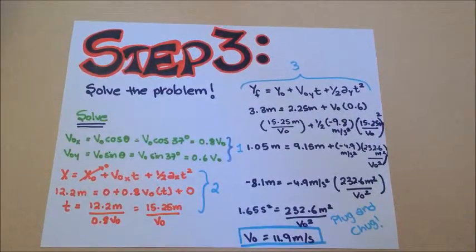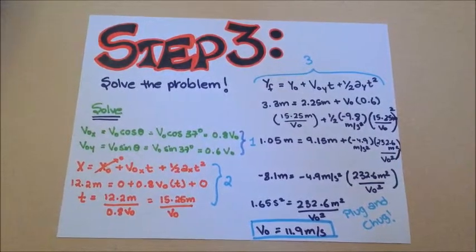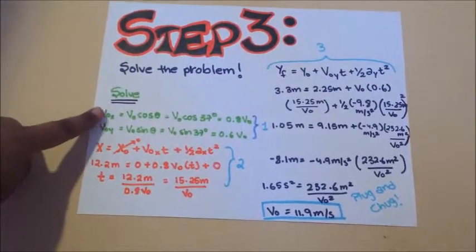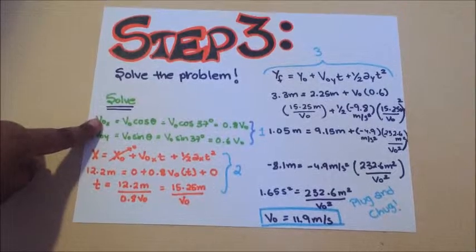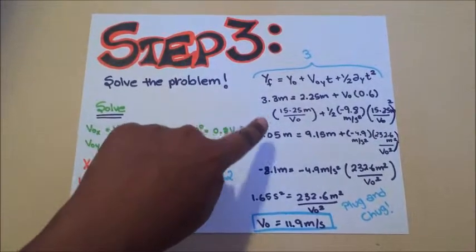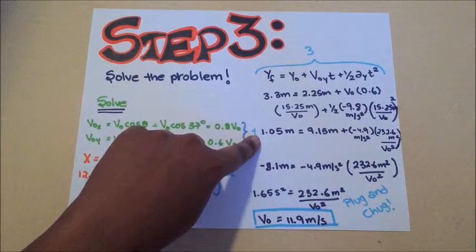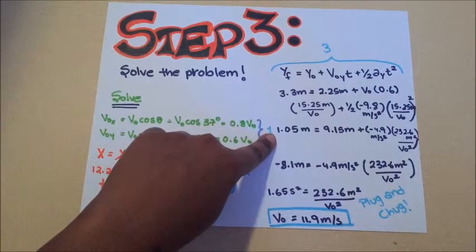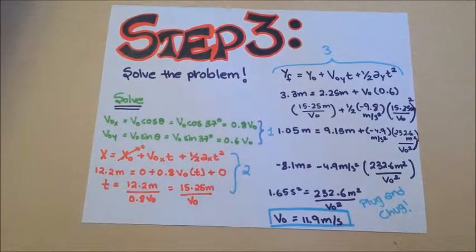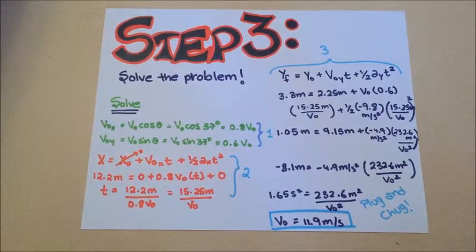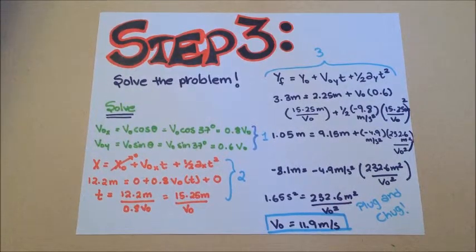We split the solution into 3 parts. In part 1, we found the x and y components of the velocity. In part 2, we used one of the big 3 formulas to solve for time. And in part 3, we used all the variables we found and were given to find the initial velocity using the plug-and-chug method with one of the kinematic formulas in the y direction. The initial velocity we found was 11.9 meters per second.